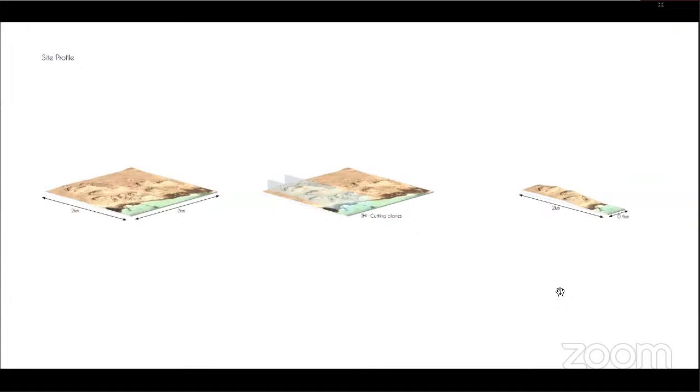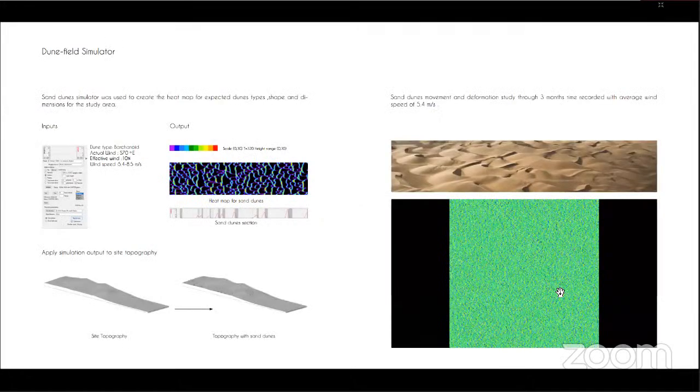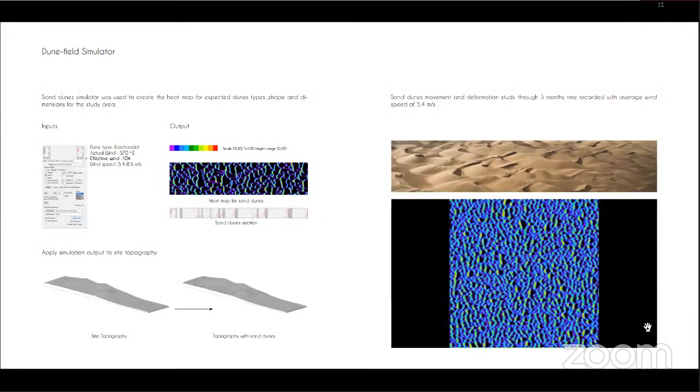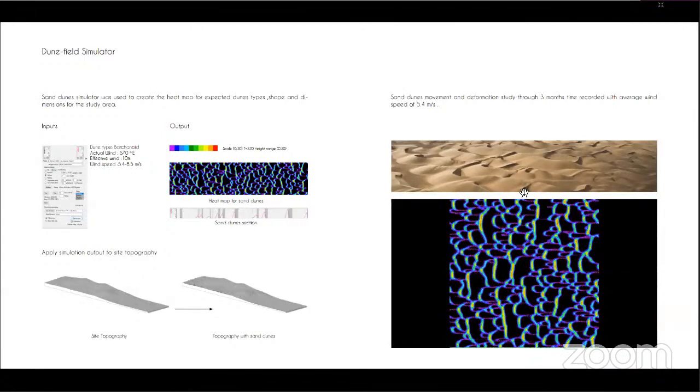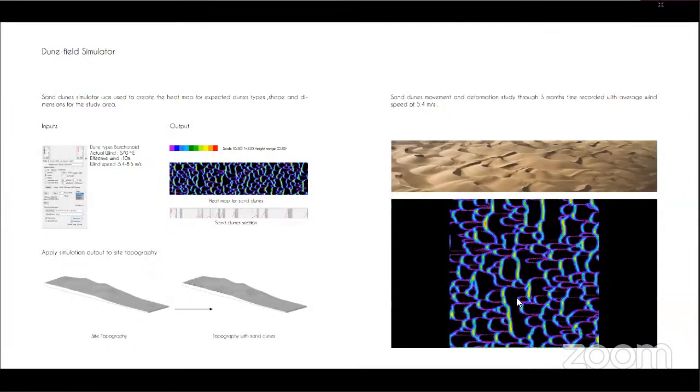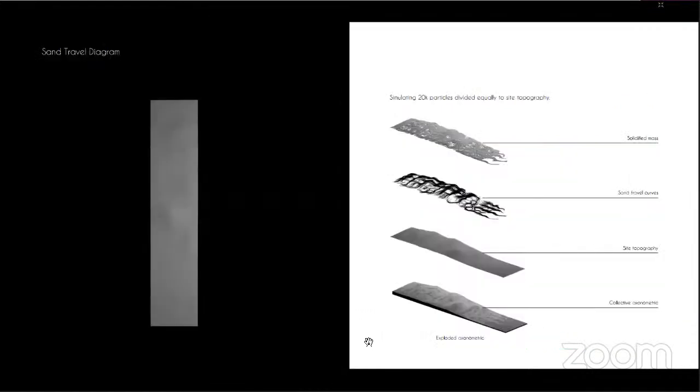Then I took just one strip of the big site. It's 2 kilometers by 400 meters. Then I did my iterative design process again. I had to know where the sand dunes will happen. So I did this simulation, the first simulation, to know where exactly I will have the sand dunes, how big and how high they are, and the amount of sand I will get.